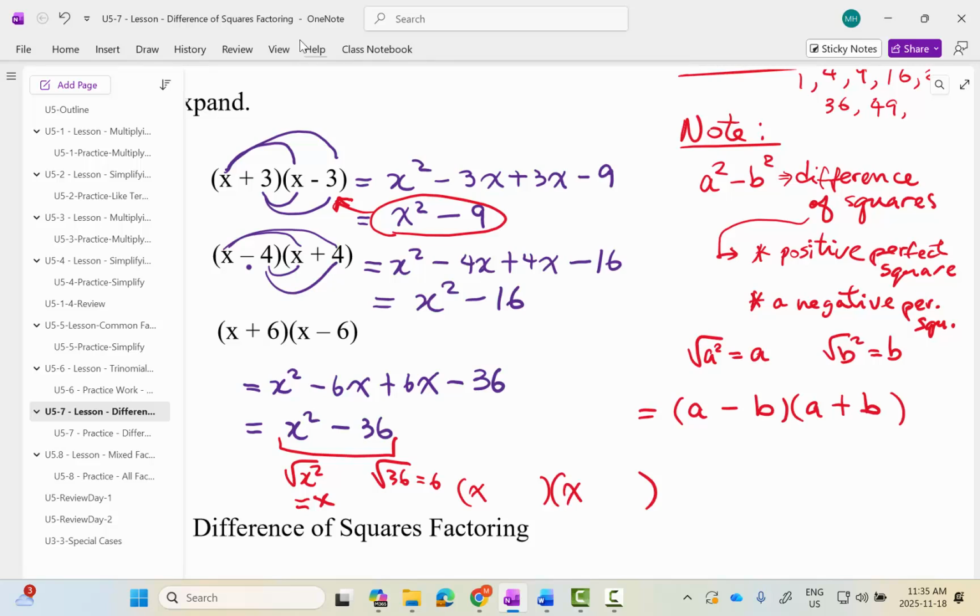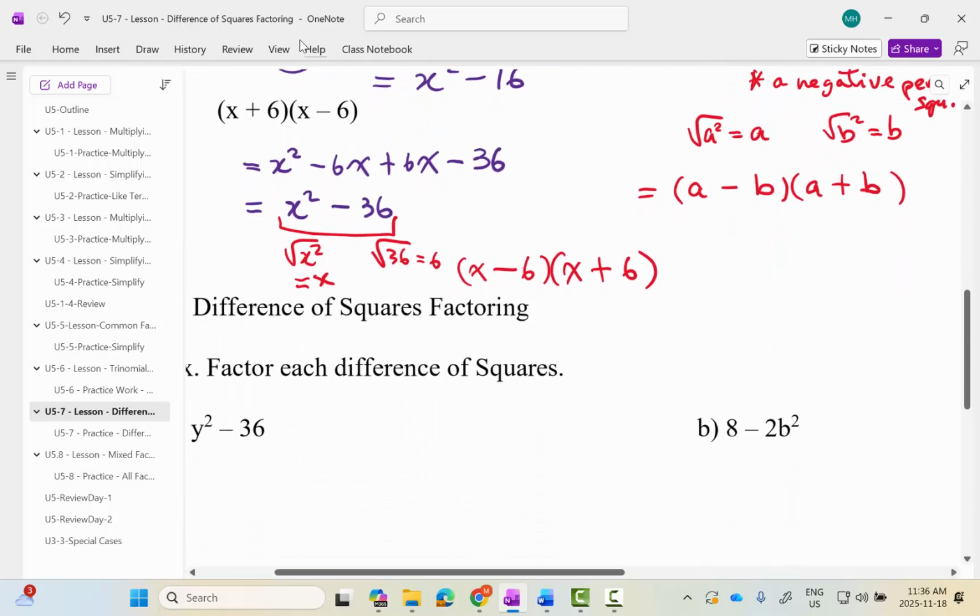X times x and 6 times 6. One negative, one positive. Do you understand that? Yes? So that's very easy, yes? As long as you recognize it as a difference of squares, all you have to do is square root them and just use those numbers to make your brackets. Fairly easy? Yeah? As long as you remember though, right?